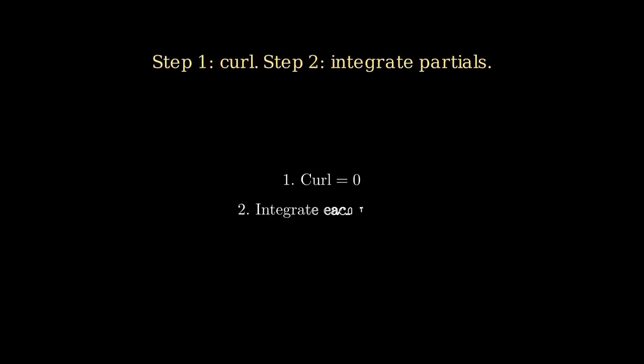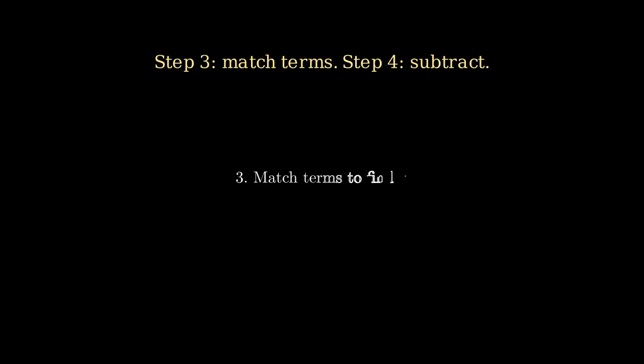Step 1. Test the field using curl. If curl equals 0, proceed. Step 2. Integrate each partial derivative equation separately, one variable at a time. Step 3. Compare all resulting expressions and match up the missing pieces to find f. Step 4. Once you have f, skip the full line integral entirely. Just evaluate f at the end point, then subtract f at the starting point.